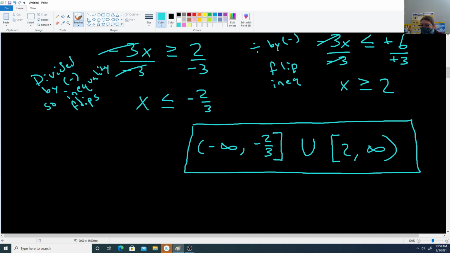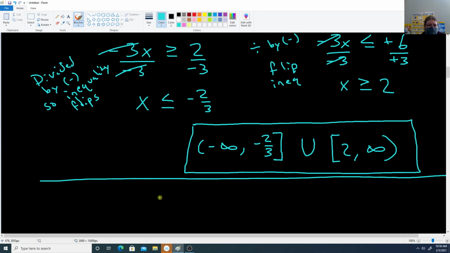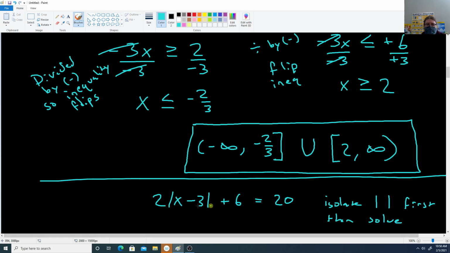So we'll stop there. That was the last couple examples I wanted to do from that section. Same thing would happen if we had an equals in between them. Like if you had 2 absolute value of x minus 3 plus 6 equals 20, you'd have to isolate the absolute value first, then solve. It would be a similar thing there, but instead of an inequality, you would have equals. It works the same way. So we'll stop there on that and move on to section 2.1 next.